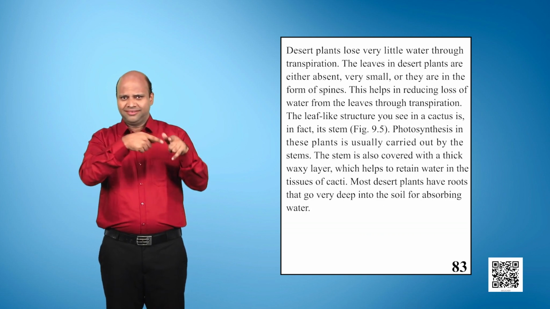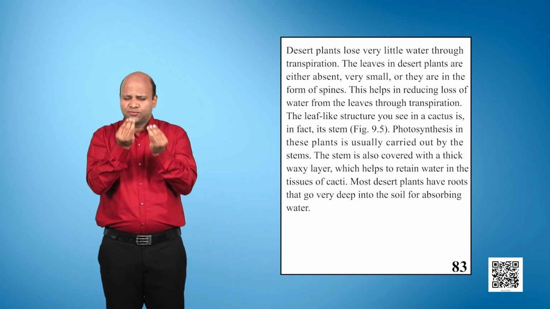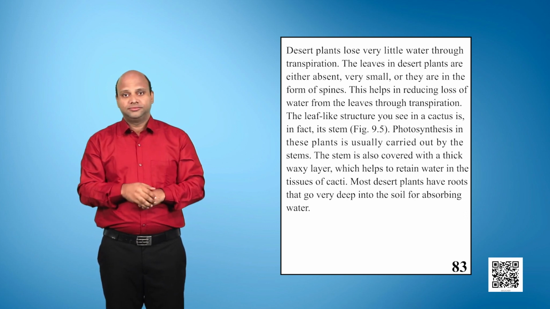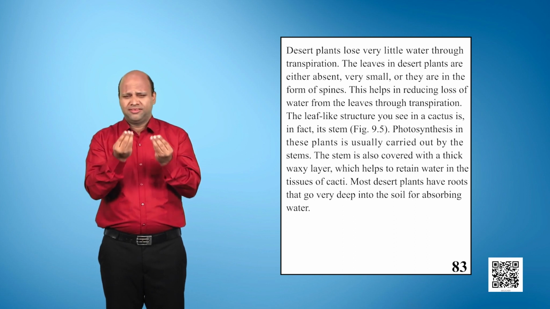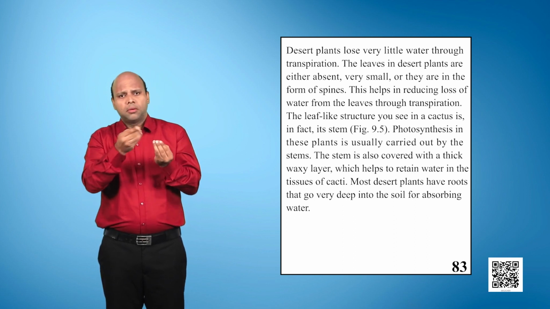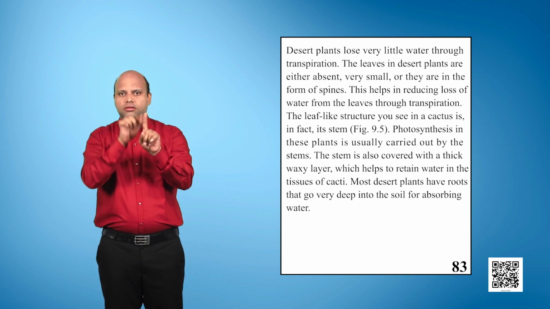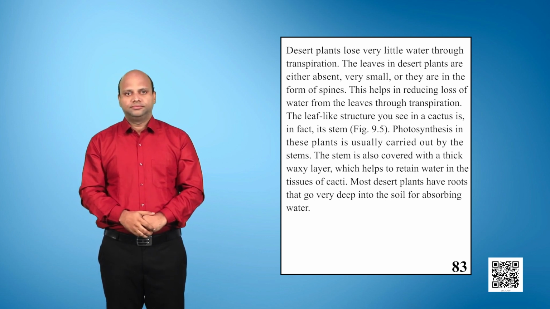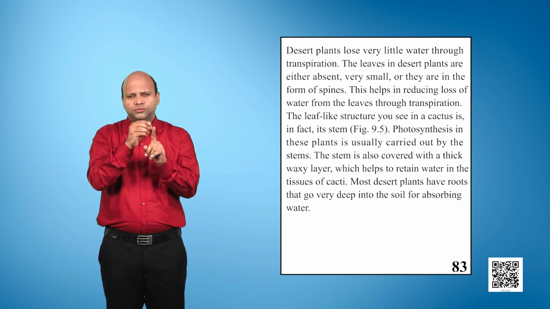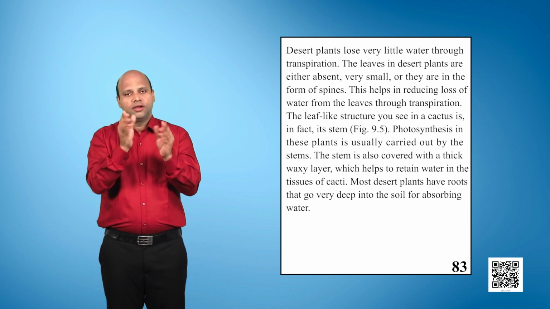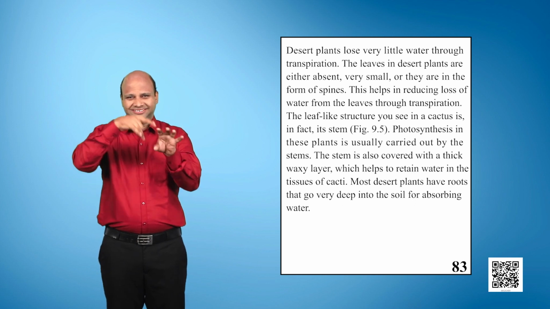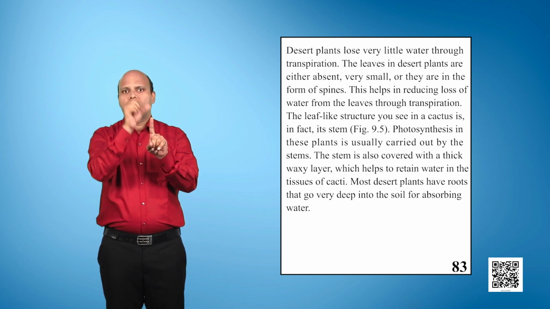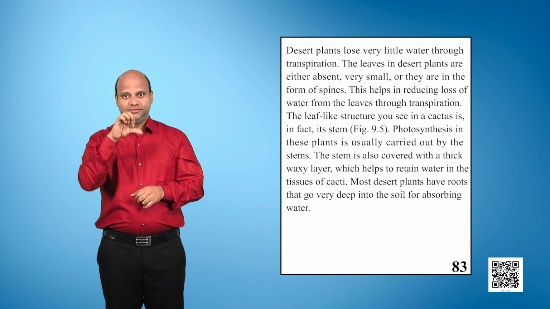Desert plants lose very little water through transpiration. The leaves in desert plants are either absent, very small, or they are in the form of spines. This helps in reducing loss of water from the leaves through transpiration. The leaf-like structure you see in a cactus is, in fact, its stem. Figure 9.5.